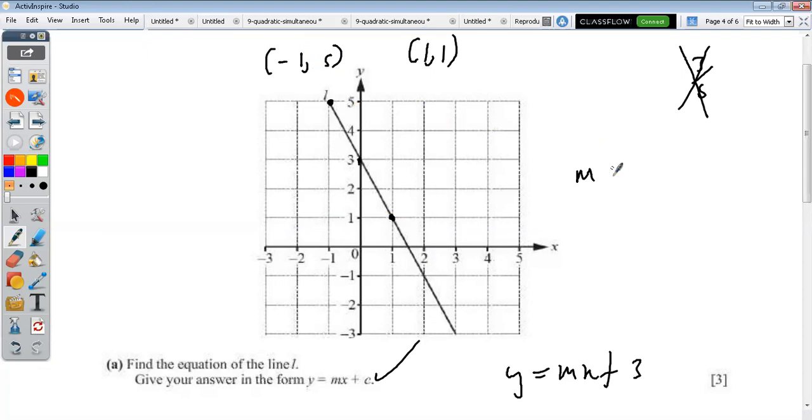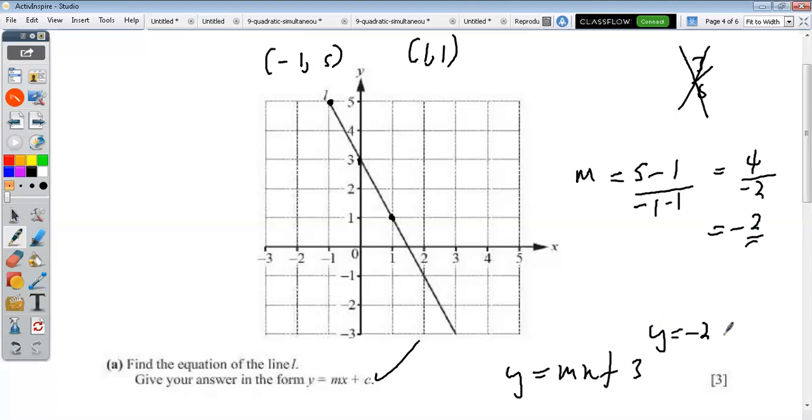So M is equal to change in Y, 5 minus 1 divided by negative 1 minus 1. Are we agreeing? Subtract, you get 4 over negative 2. What's your gradient? Negative 2. We're saying Y is equal to minus 2x plus 3.